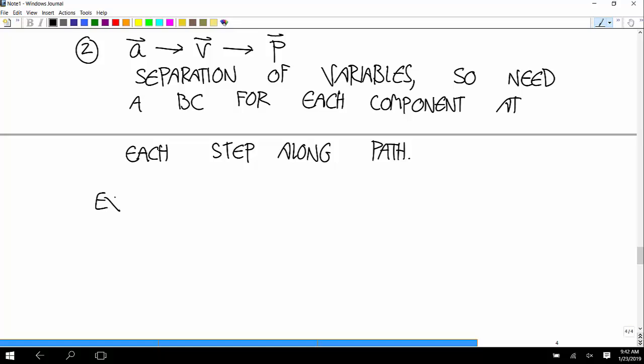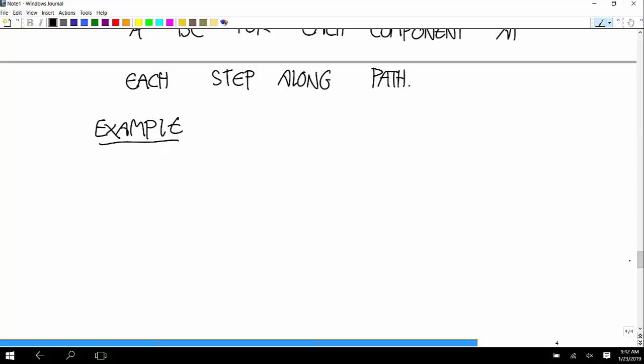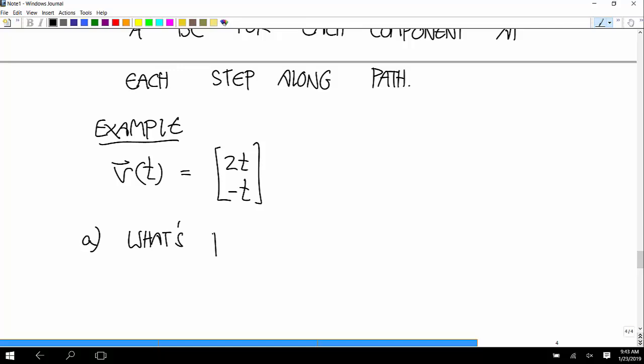Okay, so let's say that we're given velocity as a function of time. And let's say we're doing a two-dimensional problem, and this is equal to 2t for the x component, negative t for the y component. So first, what's the acceleration as a function of time? We don't need any more information than this because we're just taking a derivative.